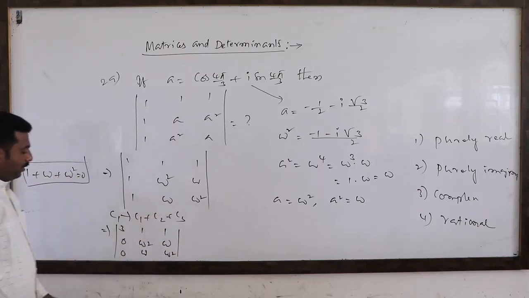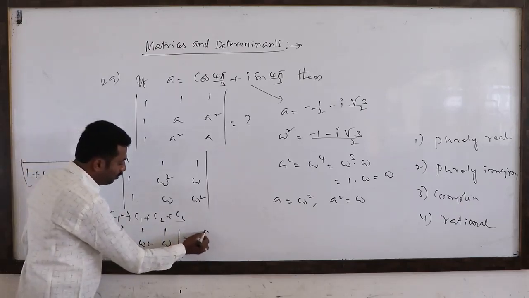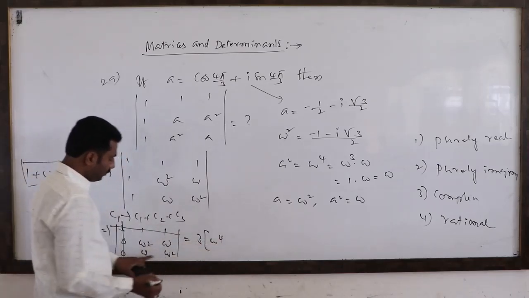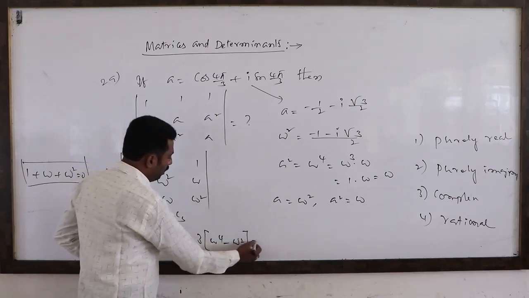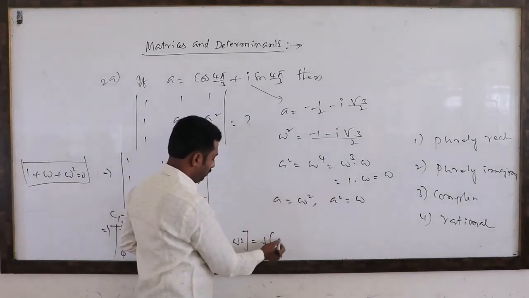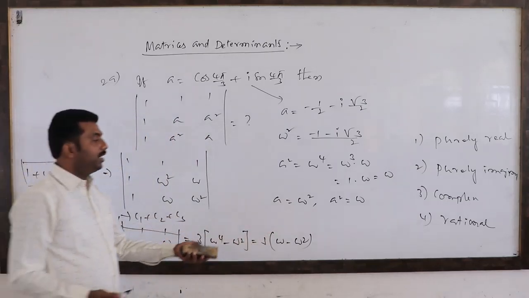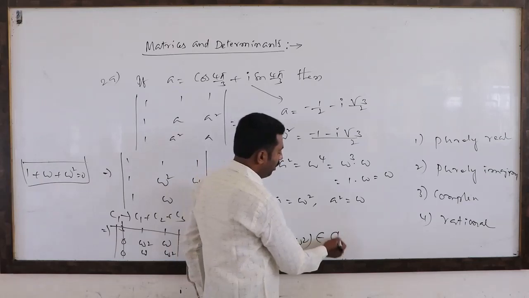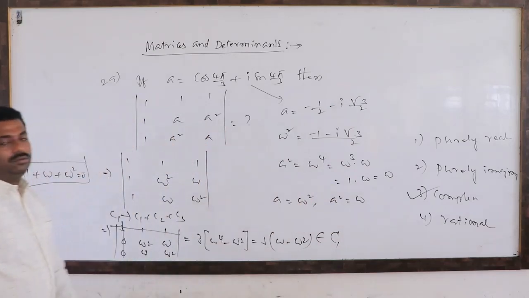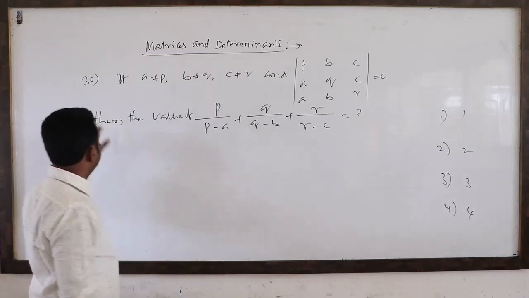So if I expand along the first row or first column, you observe 3 into, if you delete this row and this column, omega power 4 minus omega square. So 3 into omega power 4, which means omega, minus omega square. Omega minus omega square is nothing but a complex number. So it belongs to complex numbers, which means we have to write the third option. Like that we have to answer such type of questions. Next question.